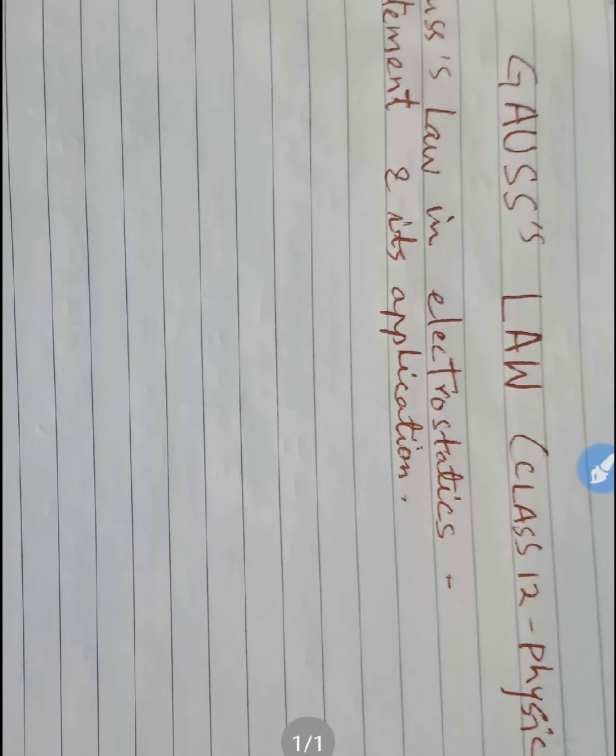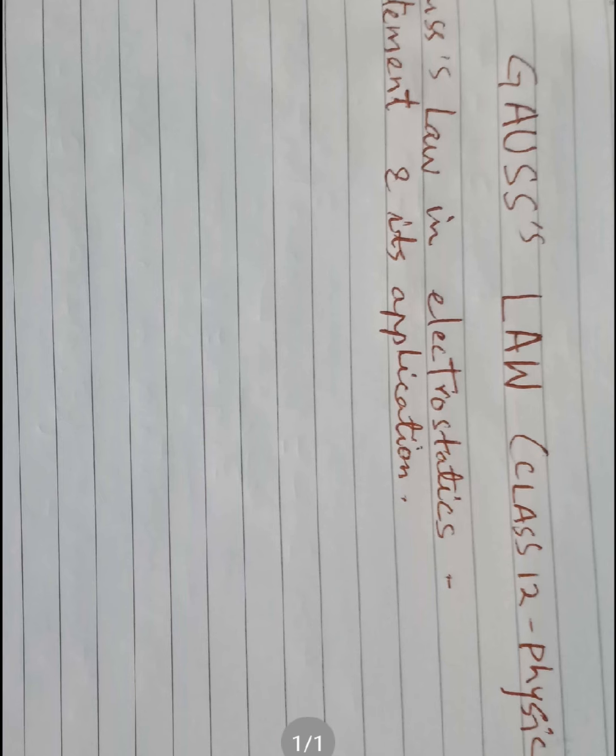What is Gauss law? Its statement and applications for class 12 physics of chapter 1 electric charges and fields. So what is the statement? The statement is: the flux of net electric field over a closed surface is equal to 1 upon epsilon naught times the charge enclosed by that surface. That surface is called the Gaussian surface.